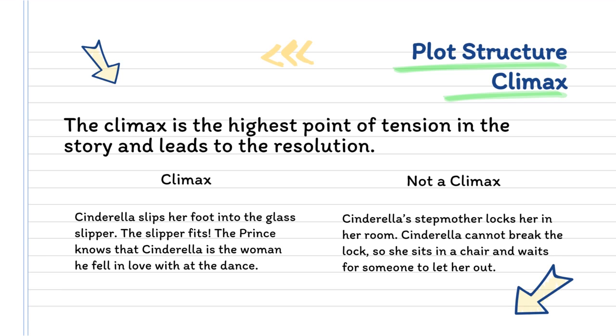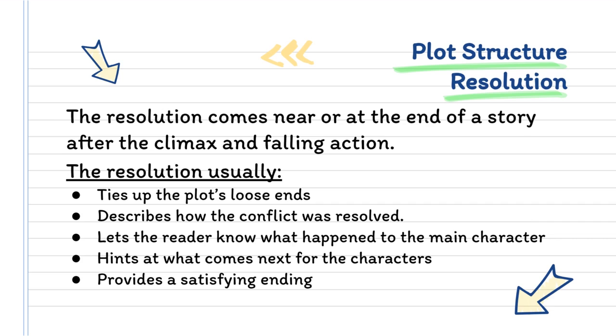Now, if Cinderella was banging on the door, knocked it down, and then reveals herself to the prince, that would definitely be a climax because she's actively trying to solve the problem. But in this case, since she's not doing anything, it's not a climax. So once the problem starts getting solved, you have the falling action, which leads to the resolution. So the resolution comes near or at the end of the story after the climax and the falling action.